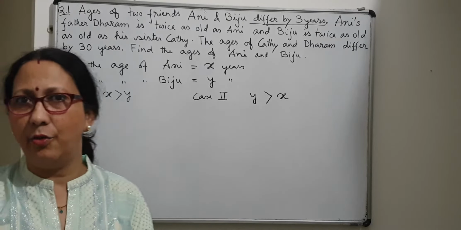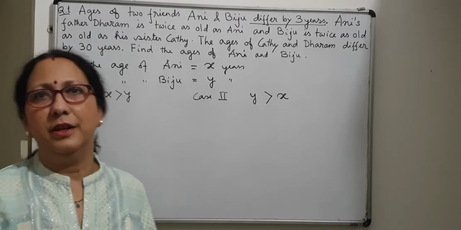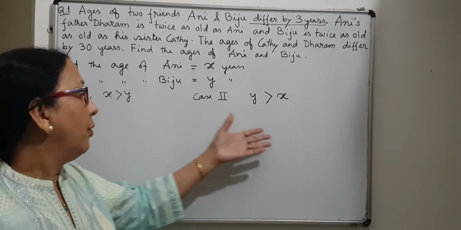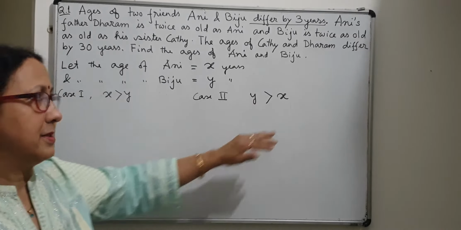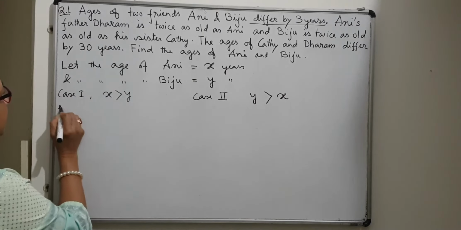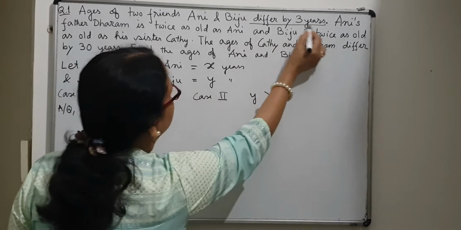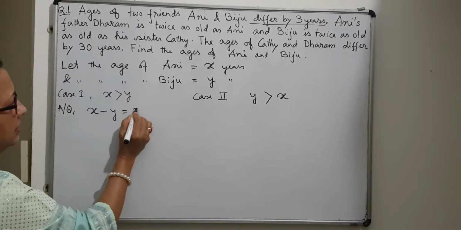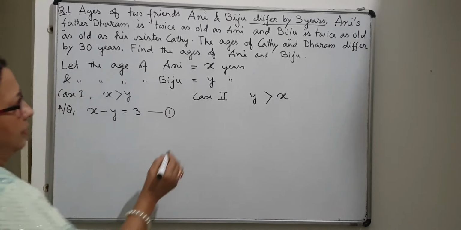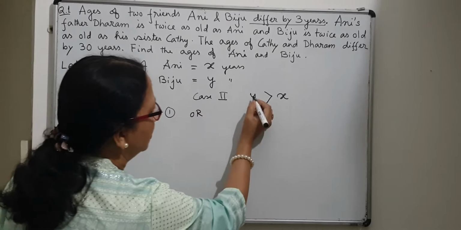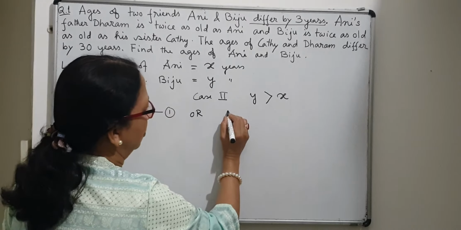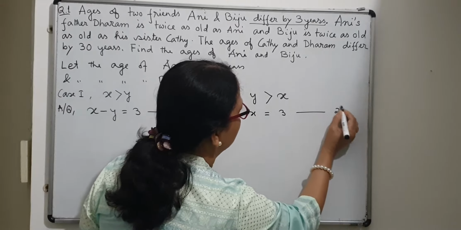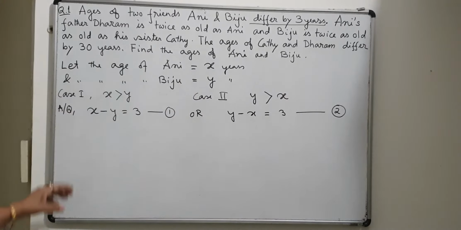In case of father and son, there is no ambiguity. We obviously take the age of the father to be more than the age of the son. But since they are friends, we cannot say who is older. So that's why you have to consider both the cases. According to the question, they differ by 3 years. So since x is greater than y, x minus y is 3, equation 1. Or for case 2, since y is greater than x, it will be y minus x is equal to 3. So it is equation 2.